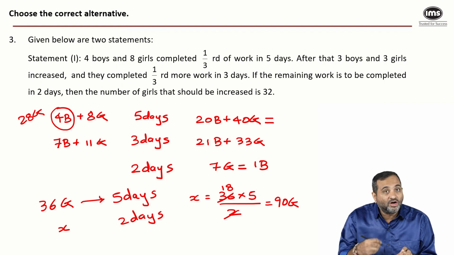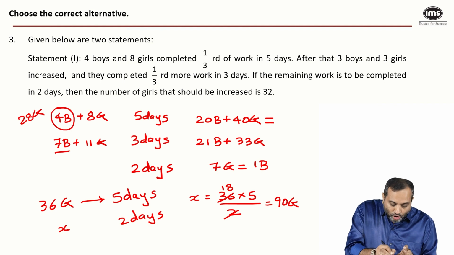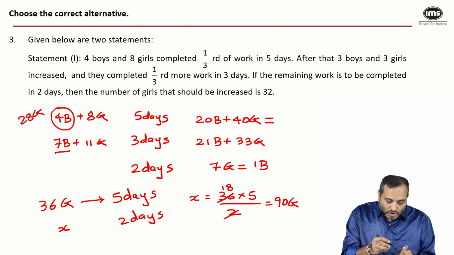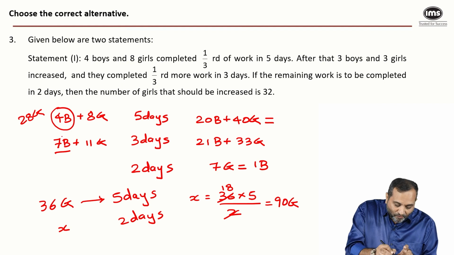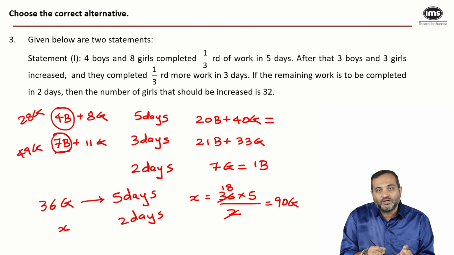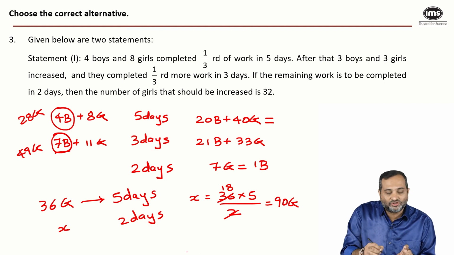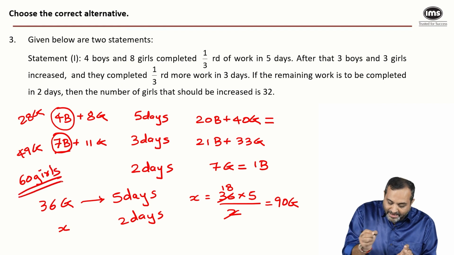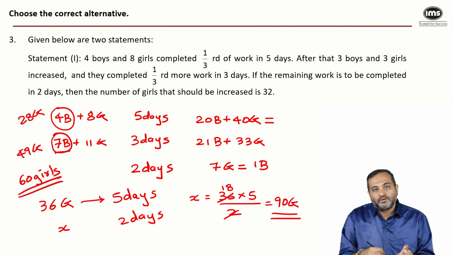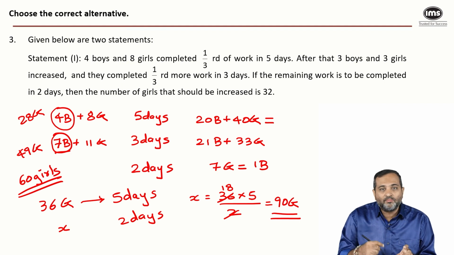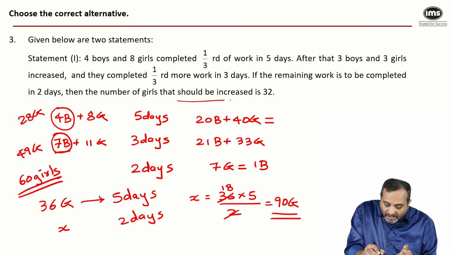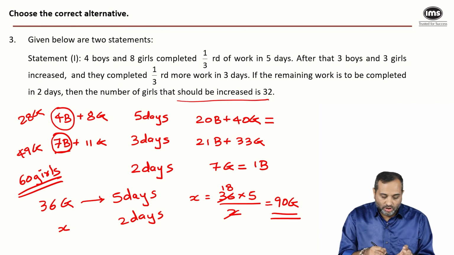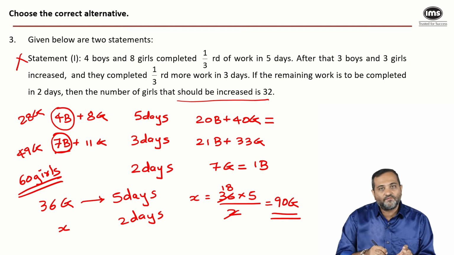So let's look at how many girls do we have as of now. I know 1 boy is 7 girls. So 7 boys will become 7 sevens are 49 girls. So I have 49 girls and 11 girls. That means I have 60 girls as of now. I have 60 girls and I need 90 girls. That means I have to increase the number of girls by 30. But the question says I should increase the number of girls by 32. So can I say my first statement is false?